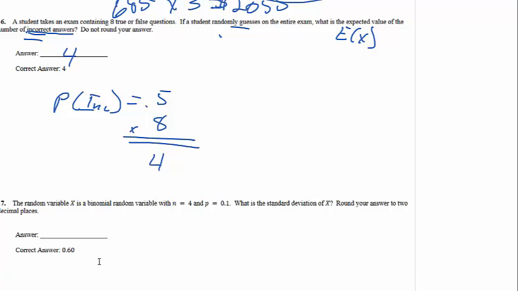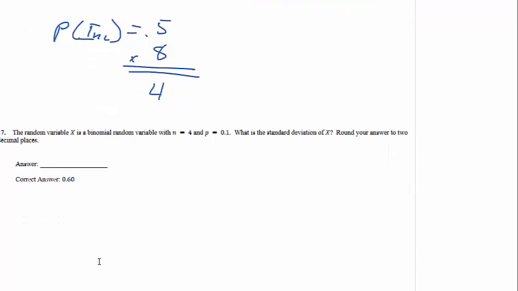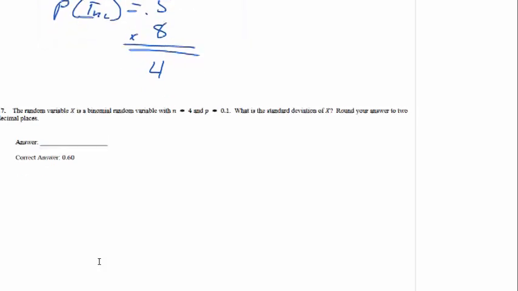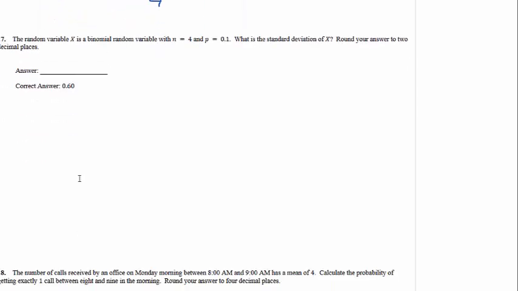Oh, I'm running out of space here. 17. A random variable x is a binomial random variable with n equals 4 and p equals 0.01. So clearly we're dealing with a binomial question here. What is the standard deviation of x? All right, so this is one of those where I'm going to suggest that you go straight to your cheat sheet.